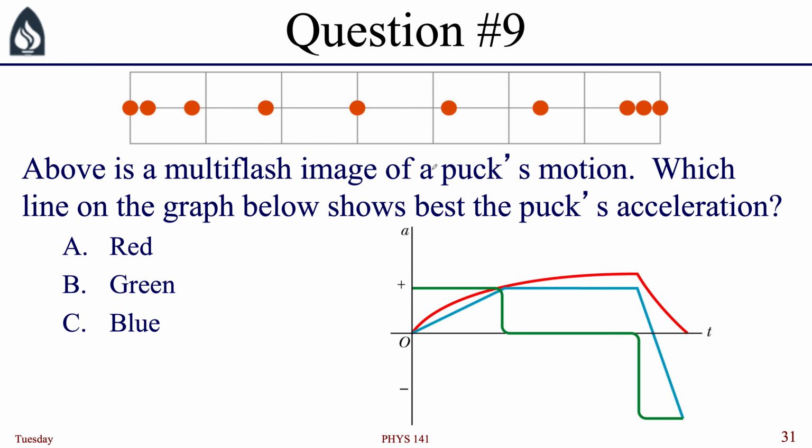So here is another question for you. Above is a multi-flash image of a puck's motion, this series of images at the top of the slide. Which line on the graph below would show best the puck's acceleration? So in this graph, which one best represents the puck's acceleration? Is it the red line, the green line, or the blue line? So pause the video and give this some thought, and then come back when you have your answer.